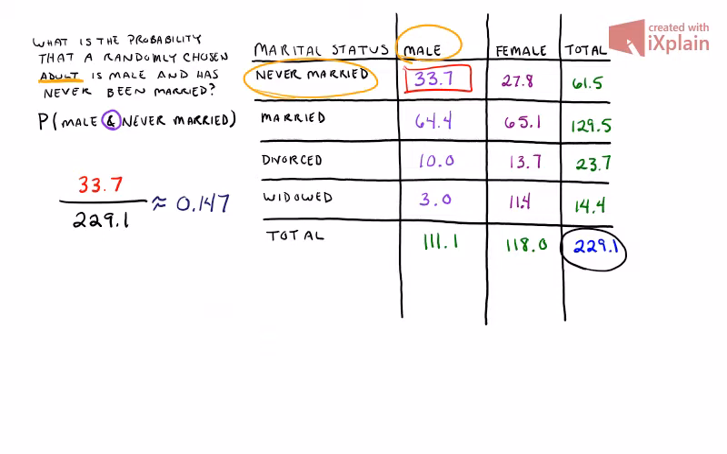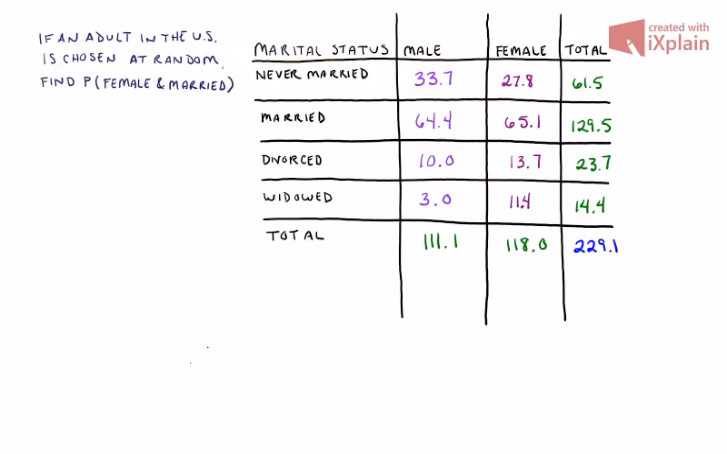All right, let's take a look at 7 next. I'm going to clear my board, and let's go from there. Question 7 says, if an adult in the US is chosen at random, find the probability that they are female and married. Again, in this situation, we want to talk to every single adult in the US.